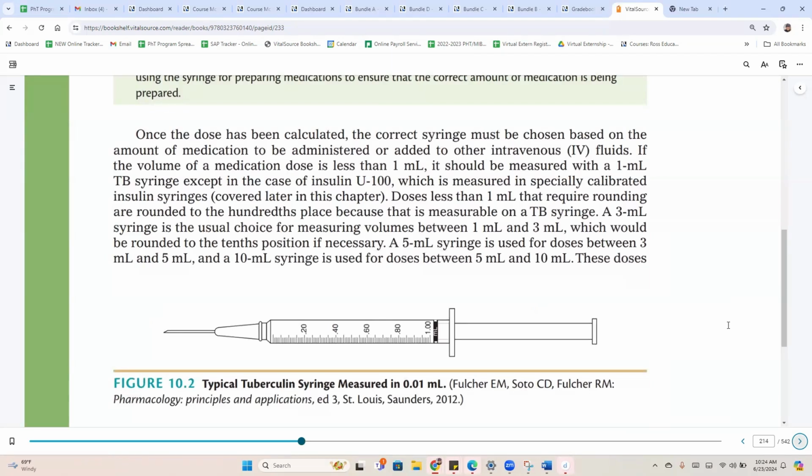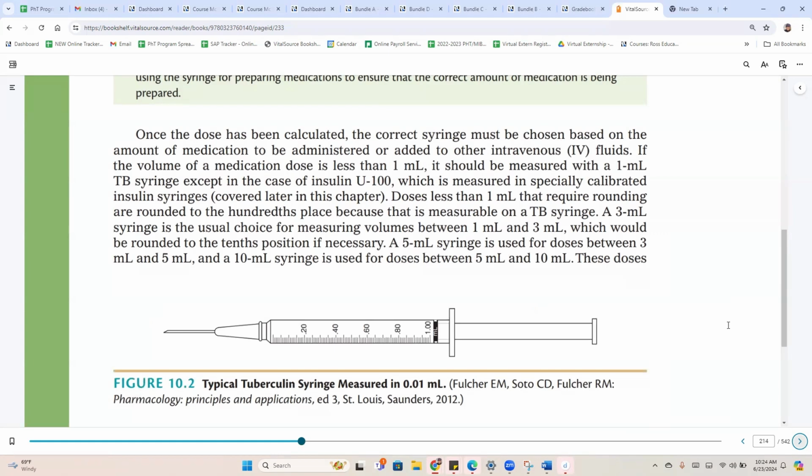Once the dose has been calculated, the correct syringe must be chosen based on the amount of medication to be administered or added to other intravenous fluids. If the volume of a medication dose is less than 1 ml, it should be measured with a 1 ml TB syringe, except in the case of insulin U100, which is measured in specially calibrated insulin syringes.